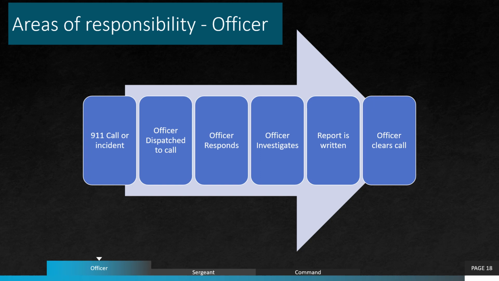So after the call is cleared, if you're that line level officer, your job is basically done. You're going to go to the next thing, or if that's the end of your shift, you're going to sign out of service and hopefully go enjoy some off time. But that's what a line level officer on a basic routine call, if you will, would look like.